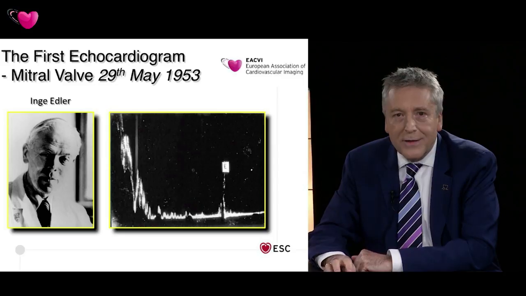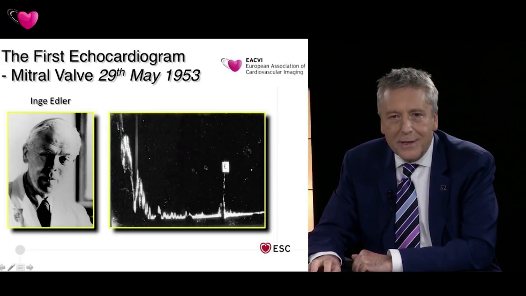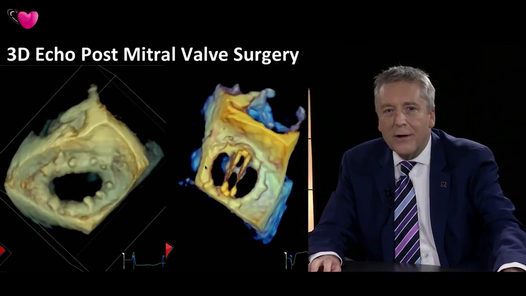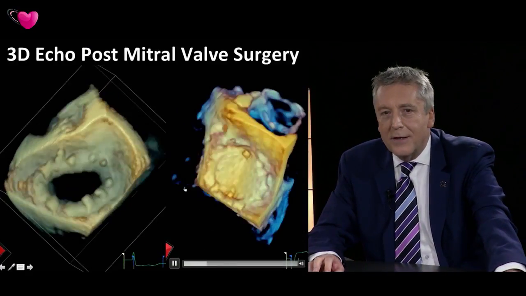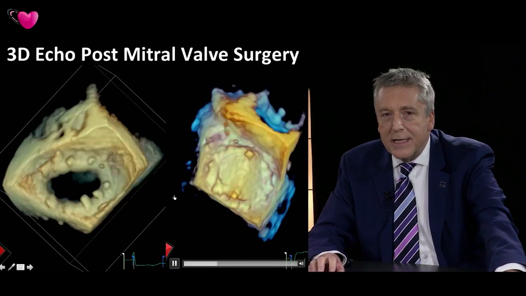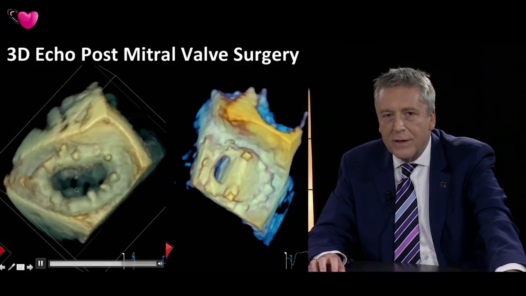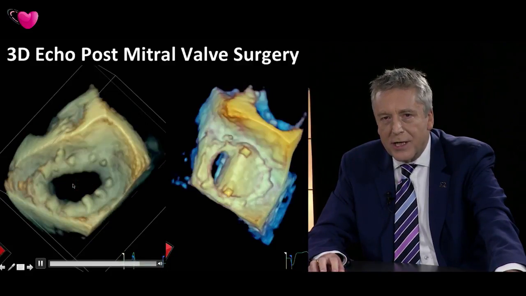And as you can see, these images here are very, very different to the ones that we enjoy using today. And here's an example, and I'm sure Inge Edler would be really amazed to see these kind of pictures, which we almost take for granted now, which are 3D TE images of a patient undergoing a mitral valve repair, and you can see this patient actually has endocarditis, so that's a vegetation here.